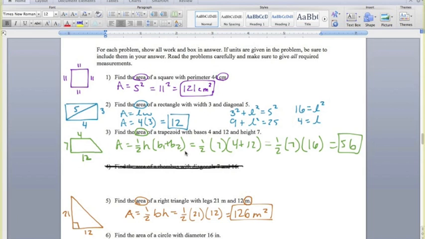Multiplied out, we get 126. There was a unit of meters, so we need meters squared on our answer. Questions on any of these before I scroll to the last group of problems?